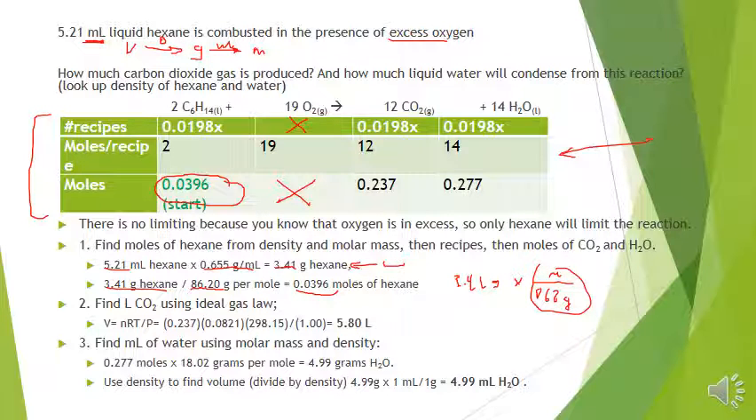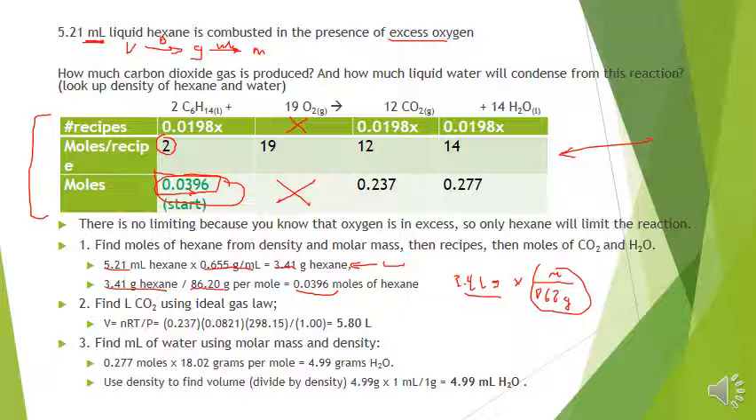You end up with the same answer. Now, if you notice, this operation is the same as dividing. Either way you do it, this amount, 5.21 mL, is the same as 0.0396 moles of hexane.